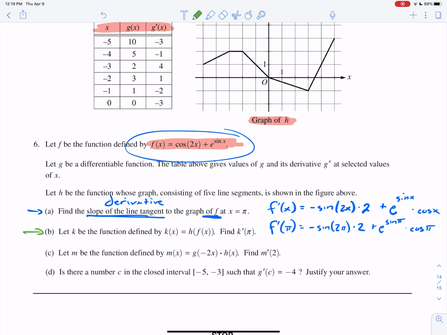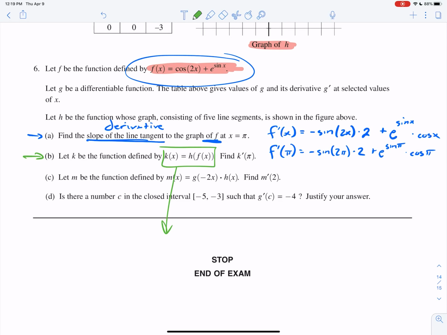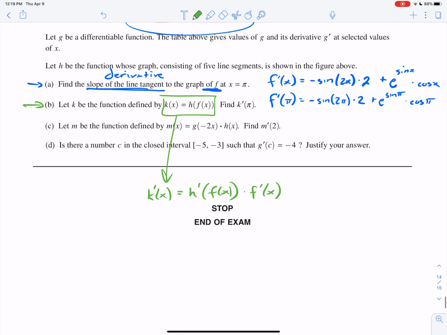Here's part B. Let k be the function. So they introduce a new function k, where k is h of f of x. Find k prime. So here, h of f of x looks a lot like a function in a function, so we have to apply the chain rule here. So the derivative of k is really just the derivative of the outside at the same inside times derivative of the inside. Okay? So now that I know k prime of x, well, k prime of pi is h prime of f of pi times f prime of pi.